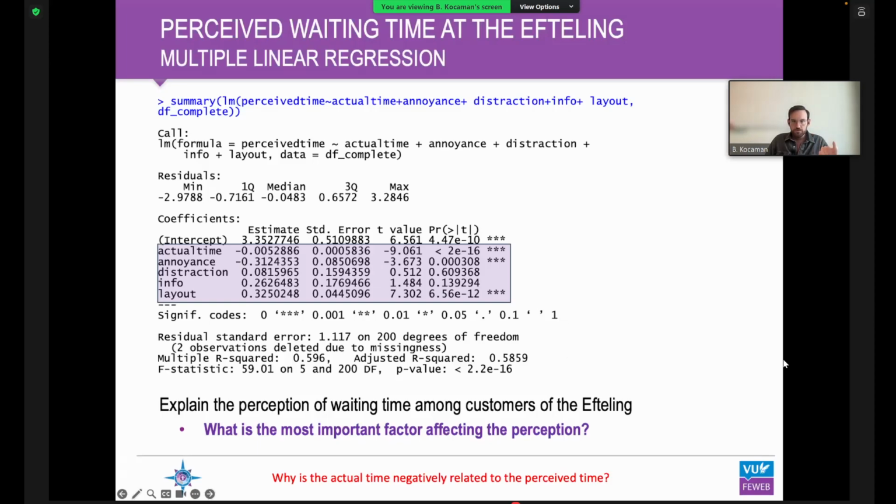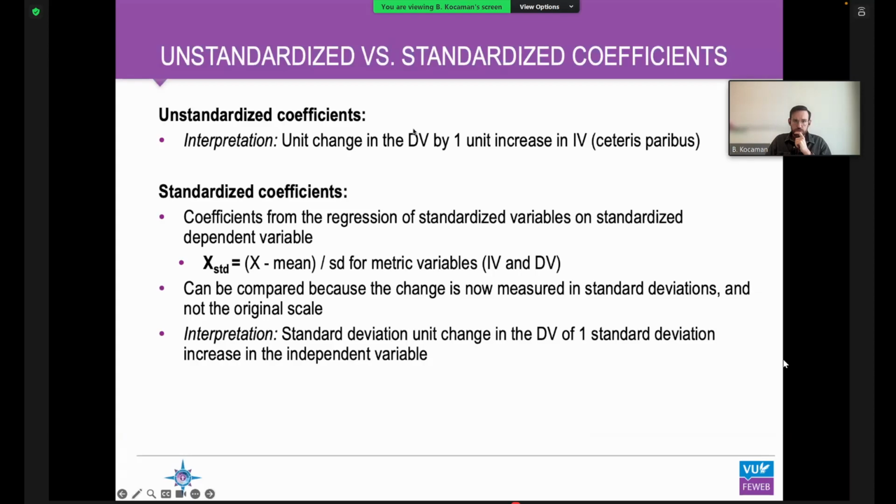To be able to actually bring them onto the same level, so that when you say 1 unit increase, it means the same for all of the independent variables, you use what's called standardized variables or standardized coefficients.